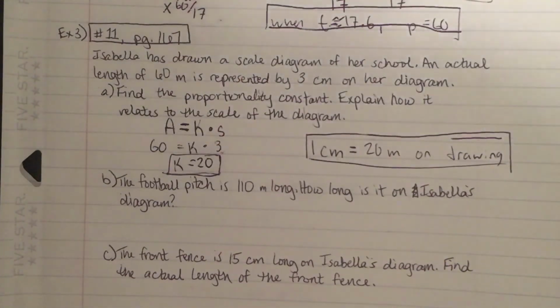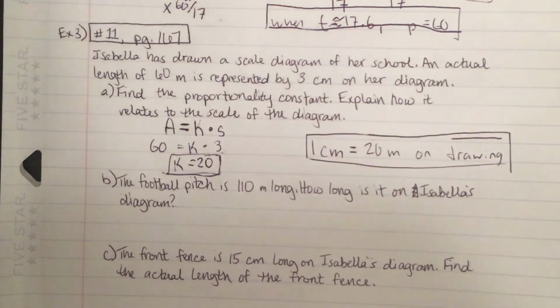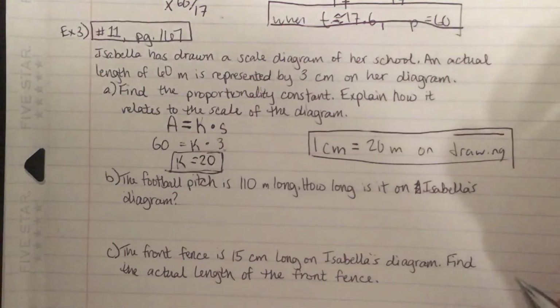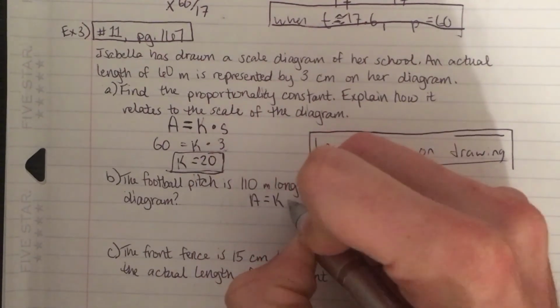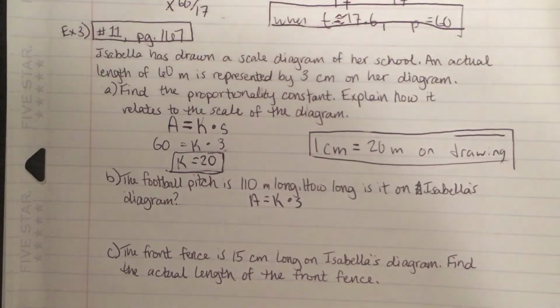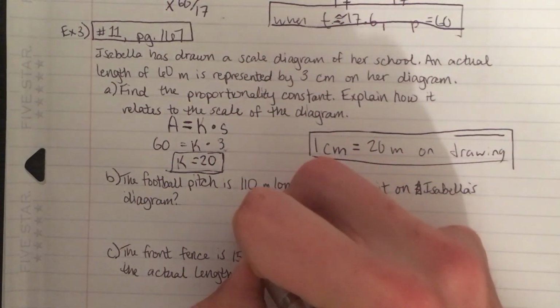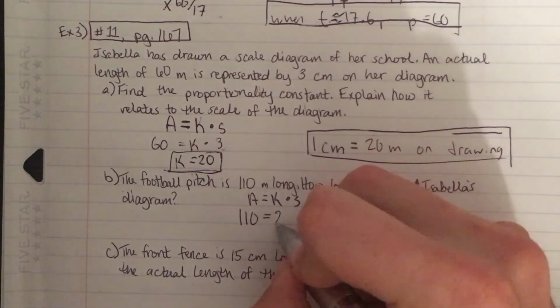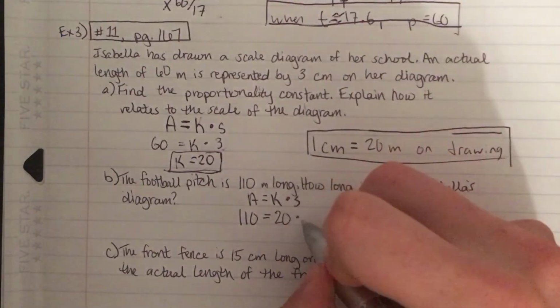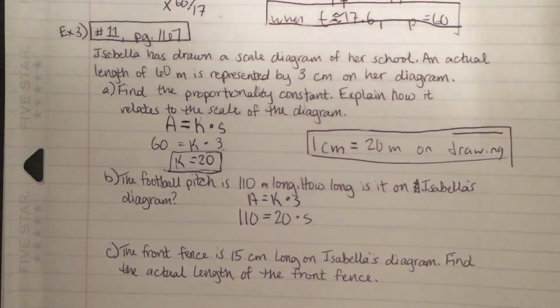So then one of the questions that we want to answer here is that if the football pitch is 110 meters long, how long is it going to be on Isabella's diagram? So when we write that equation there, we've got A equals K times S. And we need to think, okay, what information do we know? So we know the actual one here is 110. We know that K that we just solved for is 20, and we want to know how long it should be on her diagram.